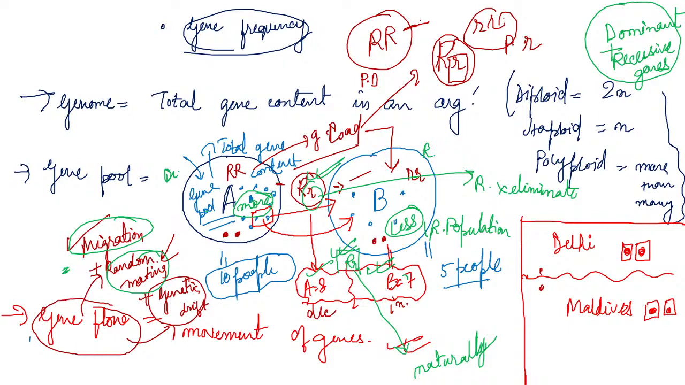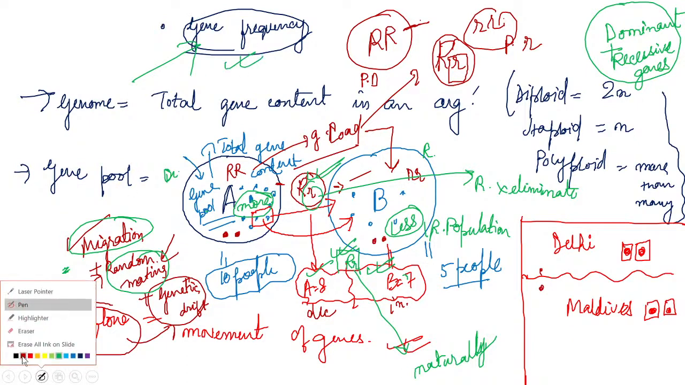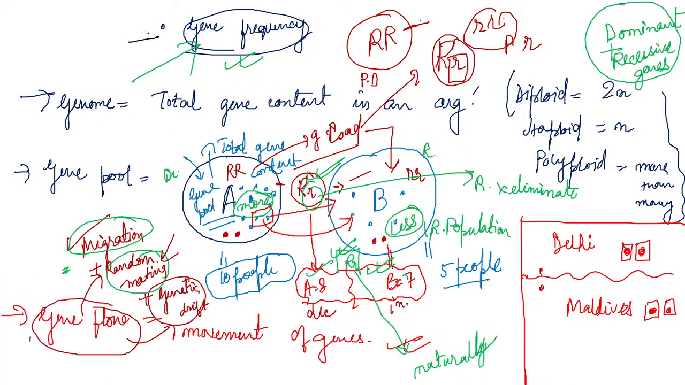Clear? Now we will clearly describe what gene frequency is, the topic we have left. This is a very important topic. We need to learn what gene frequency actually is. Gene frequency is the proportion of any gene or allele of a character out of the total alleles of that character in a population.